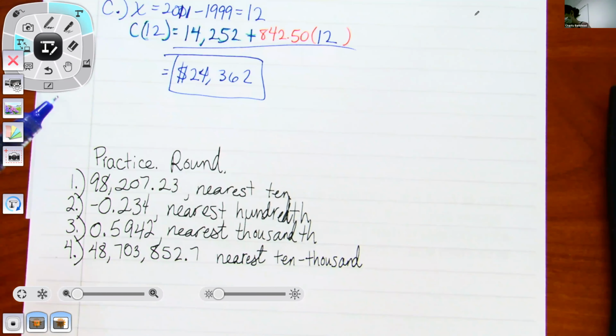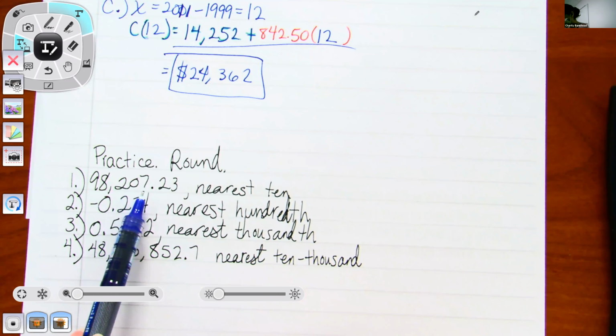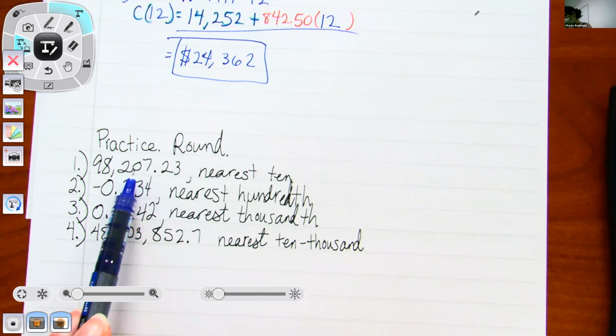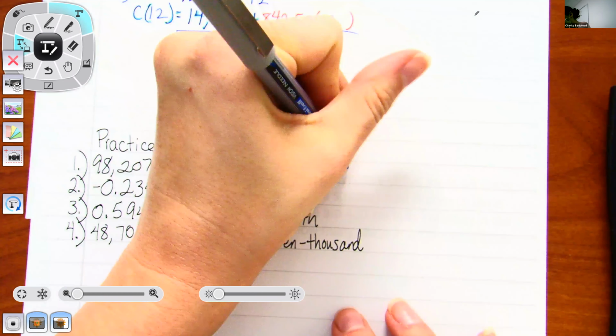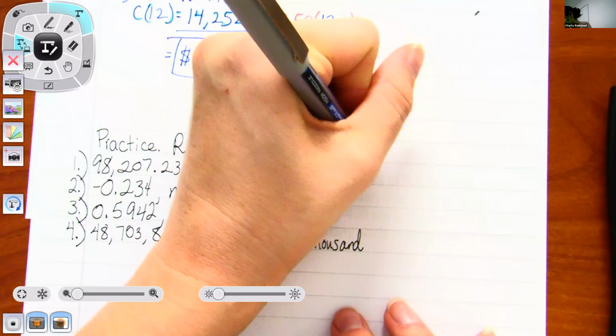So rounding that to the nearest 10. That 0 is in the tens place, and it's followed by a 7. 7 is greater than or equal to 5, so that means you're going to round that up to a 1. So it's going to be 98,000, and then it's going to be 210. 98,210.